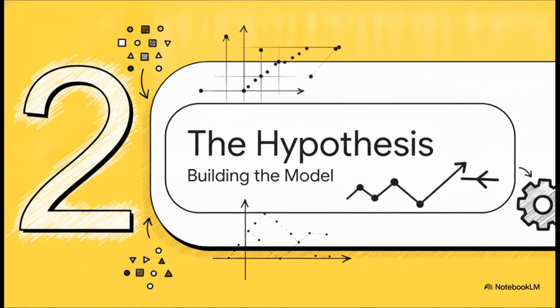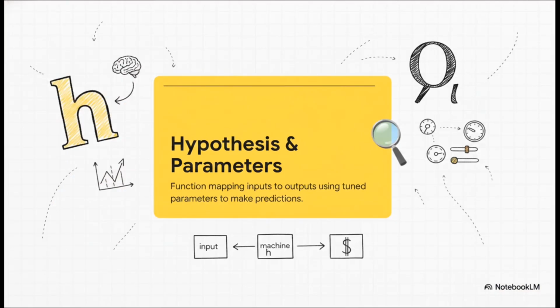Moving right along to Section 2, building the hypothesis. So we have our raw data. Now we need to transition that data into a mathematical structure. This introduces two vital terms. First is the hypothesis, represented by the letter H. Now, as the lecturer from our source material brilliantly points out, hypothesis is actually a bit of a terrible legacy term that the industry has just been stuck with for decades. All it really means is our prediction function. It's simply the machine that takes an input and spits out an estimated price.